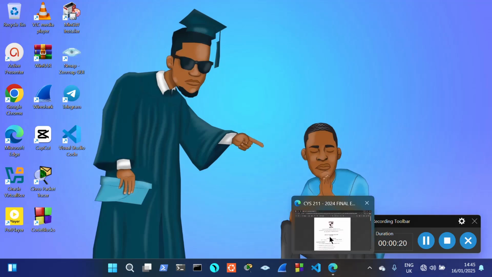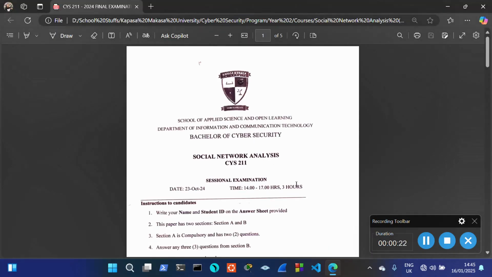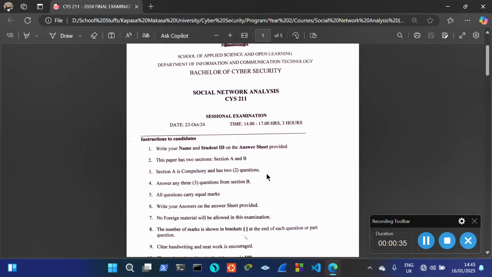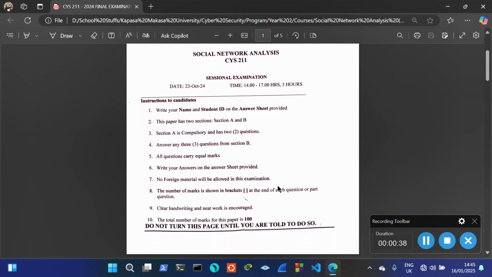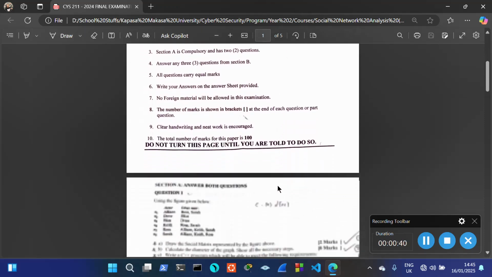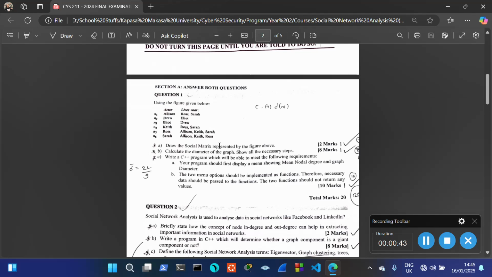So we'll be doing the 2024 sessional examination paper, cybersecurity. The course is social network analysis, course code CYS211. The time for this paper was just 3 hours, okay? So we won't go through these instructions, but it's necessary for you to do so when you're writing an exam, okay? So we are starting off with question 1, which is compulsory because they're saying section A answer both questions. So we have question 1 and question 2, which is compulsory.